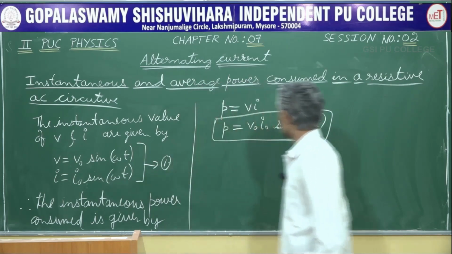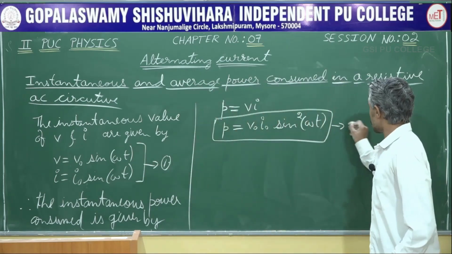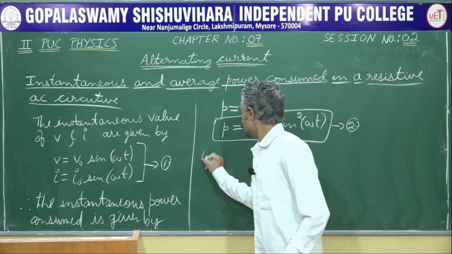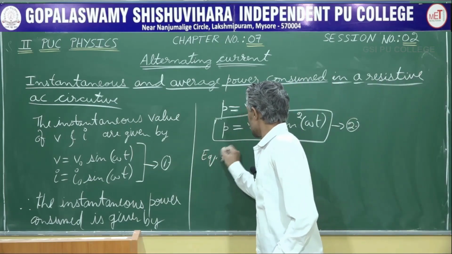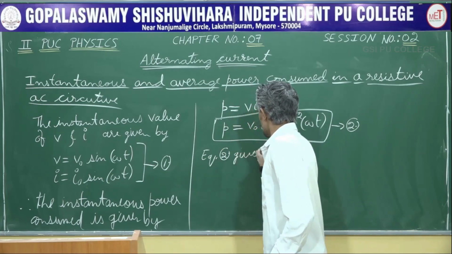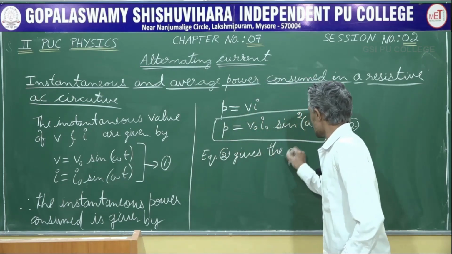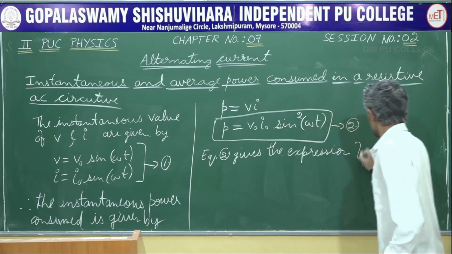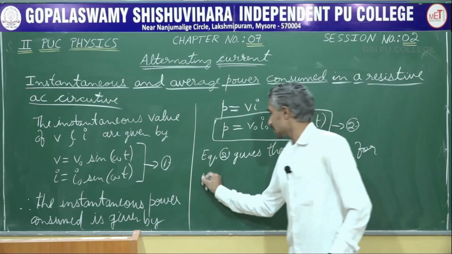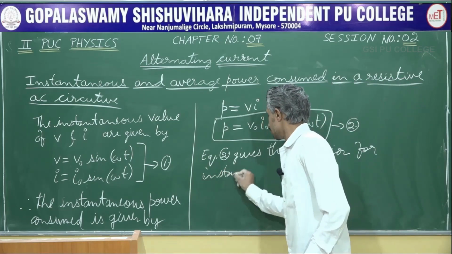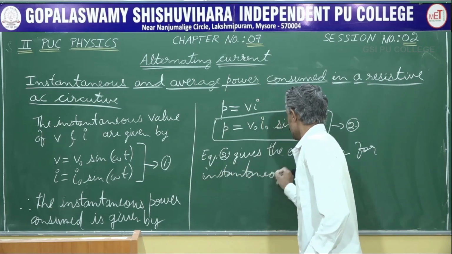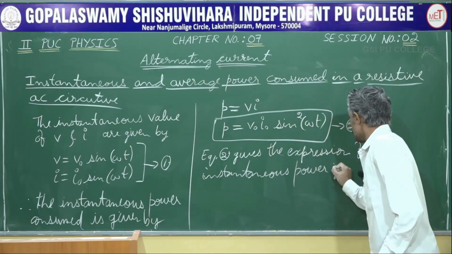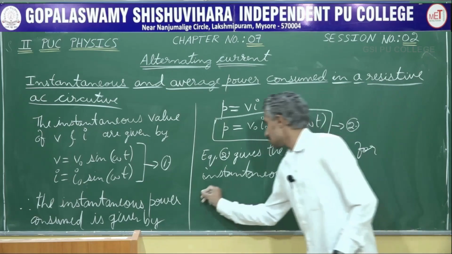Take this as equation 1. Then the instantaneous power is given by equation 2. So, equation 2 gives the expression for instantaneous power in a resistive circuit.